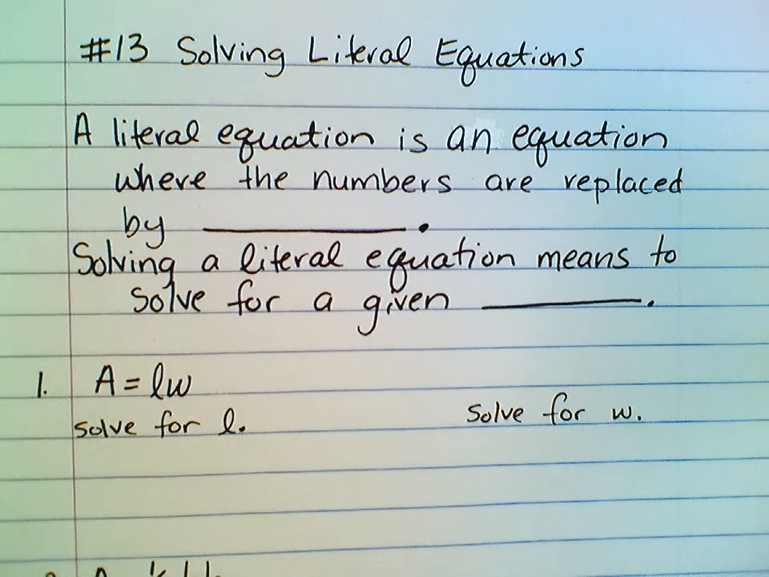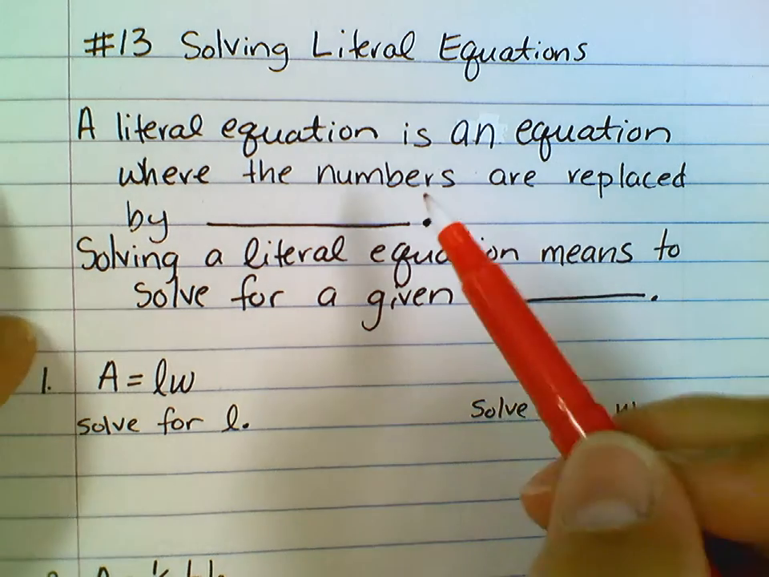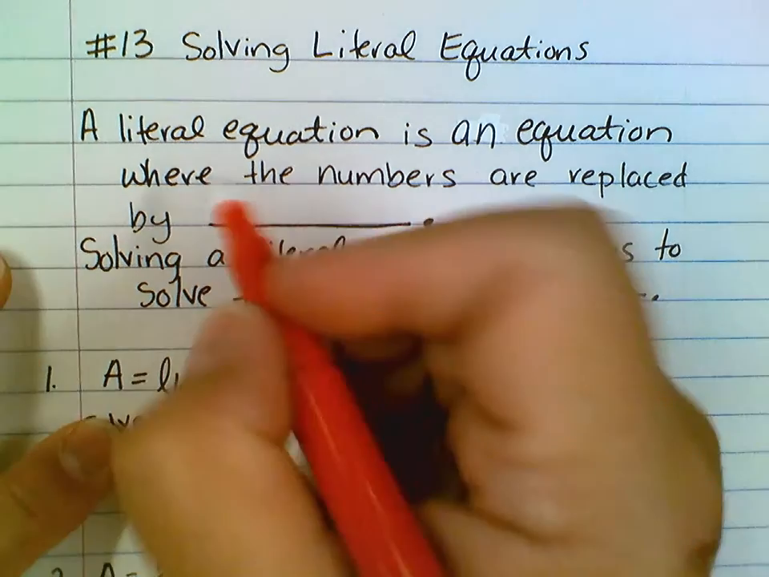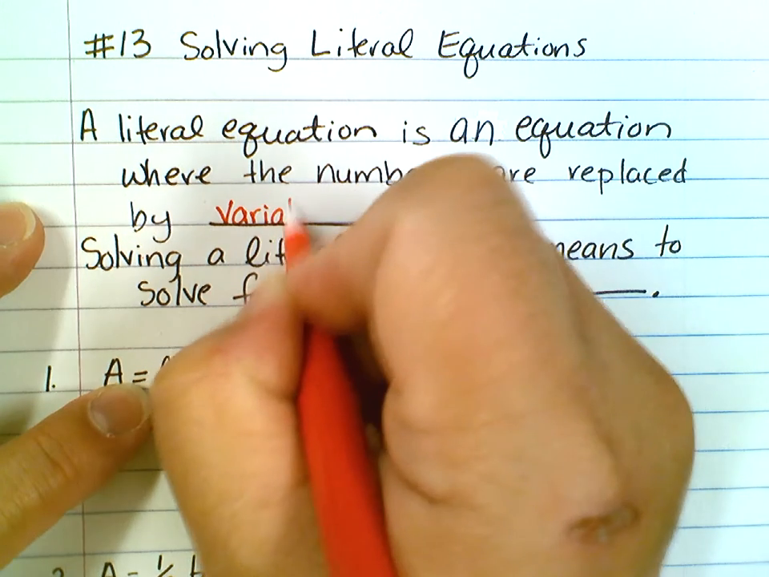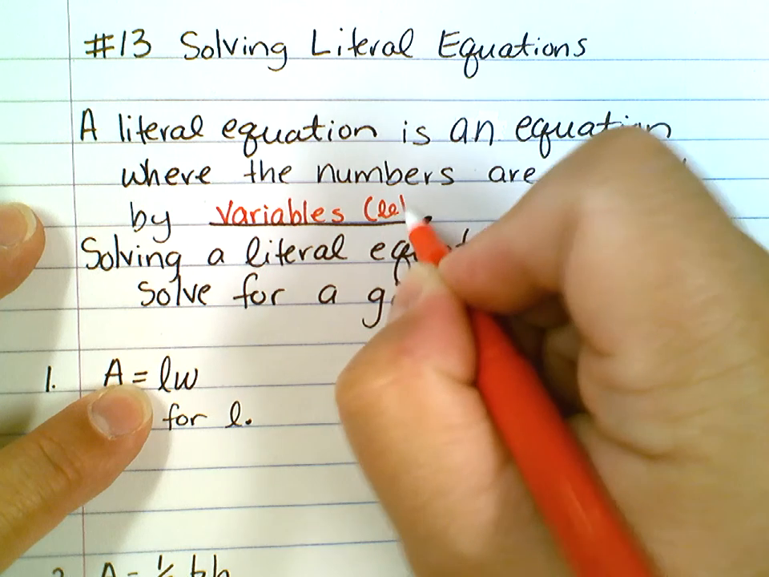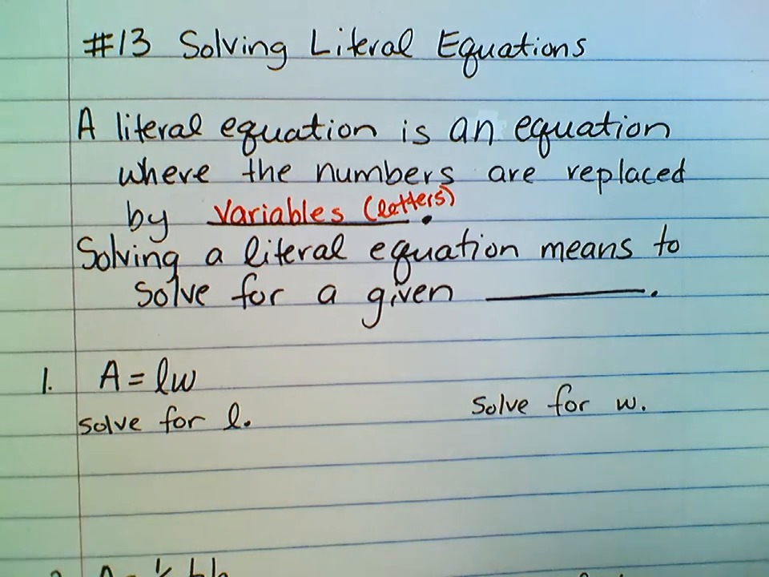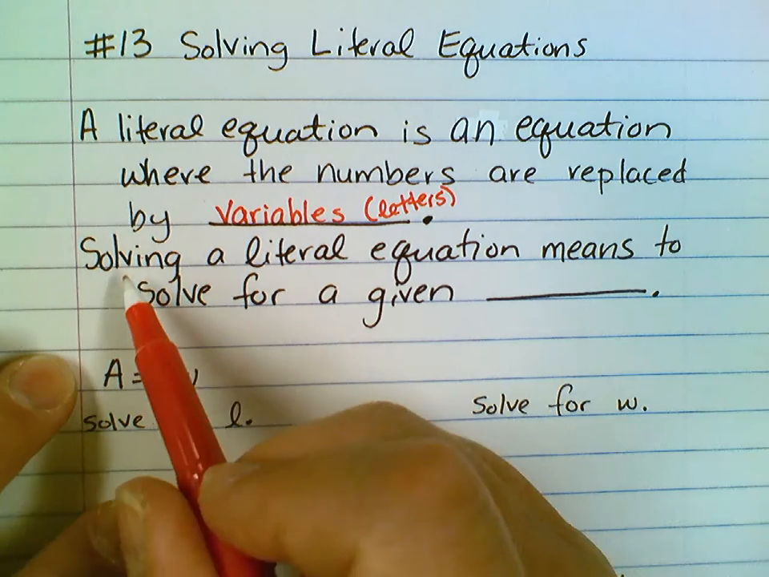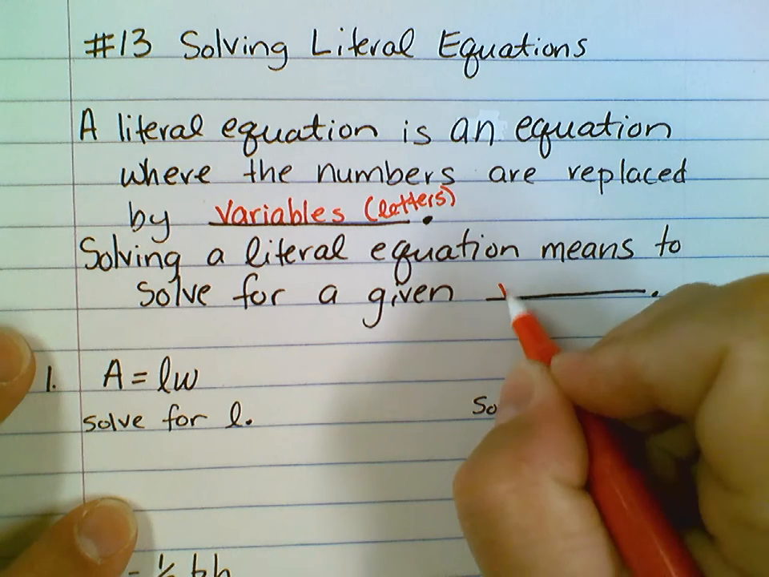Today we're going to talk about solving literal equations. A literal equation is an equation where your numbers have been replaced by variables. And if you don't remember what a variable is, it's letters. So you may have some numbers in the equation, but you're going to have a lot more of your variables. When we solve a literal equation, that means to solve for a given variable or letter.